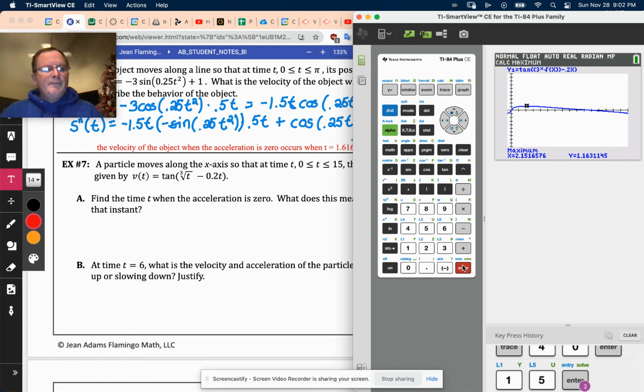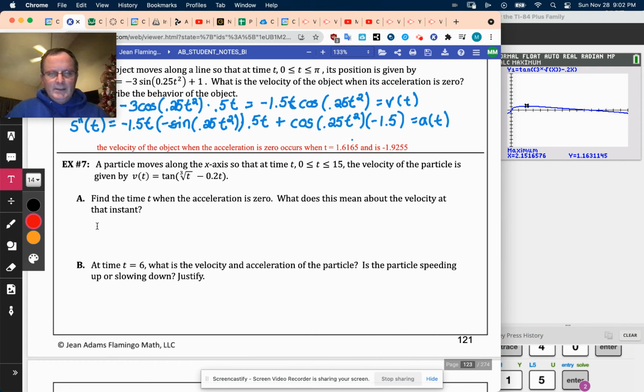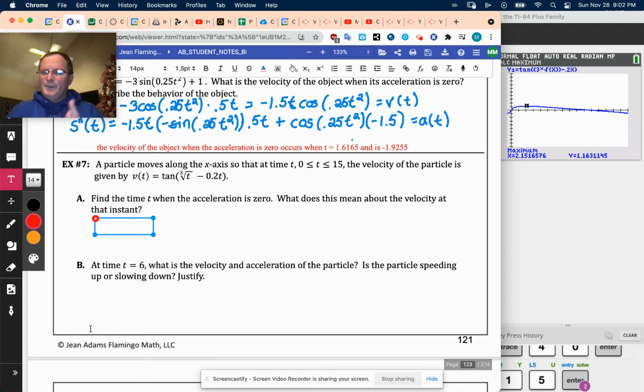All right, so find the time when the acceleration is 0. I just did that. All right, so, and I think I'll just type it. All right, what does that mean about the velocity at that moment? Okay, so here we go. All right, the acceleration of the particle is 0 at t equals 2.1517.